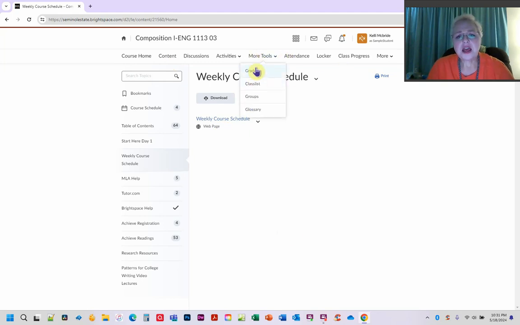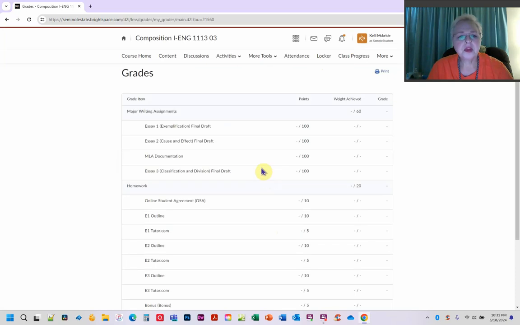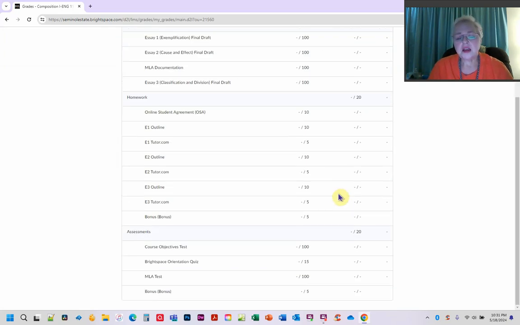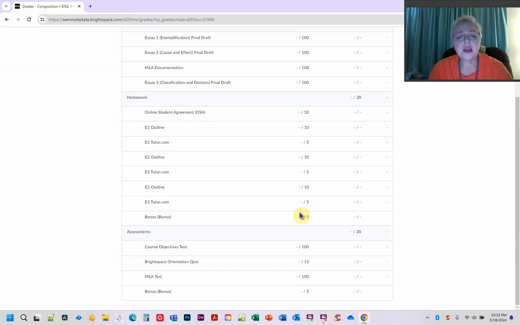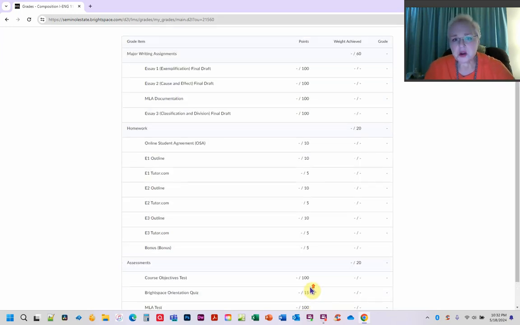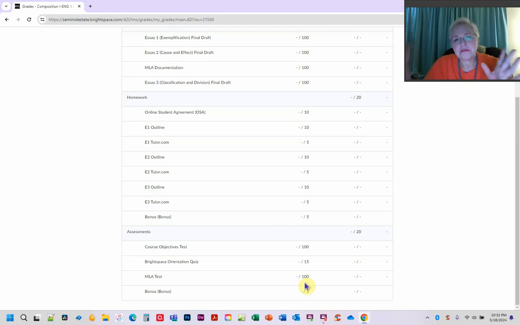The only other thing to look at is grades. This is what it will look like when you see yours. As grades come in, you will see this populated here. I do weight averages. That means all of these, the major writing assignments, are worth 60% of the grade. Homework is worth 20, and assessments are worth 20. So you've got those 200-point exams, but that's only overall worth 20% of your final grade. So again, if you bomb those, the impact is going to be limited to just that 20%.